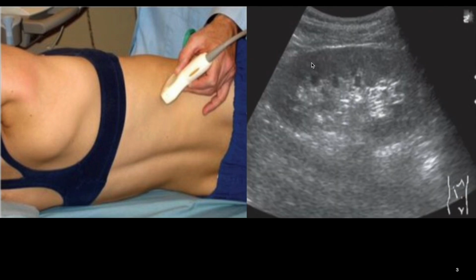So this is the renal cortex, this is the medulla, this is the renal sinus, and this is the upper pole of the kidney and this is the lower pole of the kidney. Once we visualize the upper pole and lower pole, we can take the measurement from the upper pole to the lower pole to measure the length of the kidney.